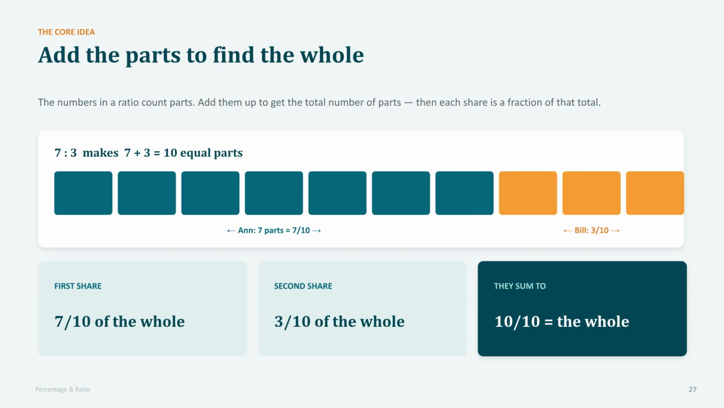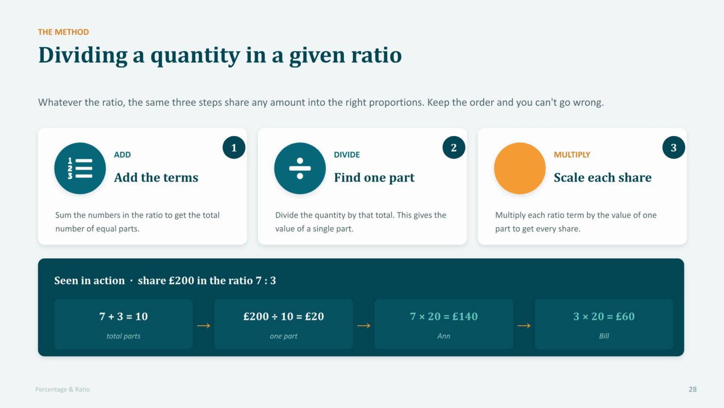To work with a ratio, first add the parts to find the total. A 7:3 ratio means there are 10 equal parts in total. Consequently, Anne receives 7/10 and Bill receives 3/10 of the total. The general rule for dividing a quantity in a ratio is simple. Add the terms to get the total parts, divide the quantity by that sum to find the value of one part, then multiply by each share.